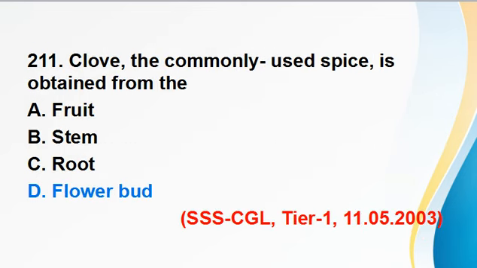Question number 211. Clove, the commonly used spice, is obtained from the fruit, stem, root, flower, bud. So answer D is correct. Cloves are the aromatic dried flower buds of a tree. This clove is a flower bud, and that is used as a condiment in Indian curries.